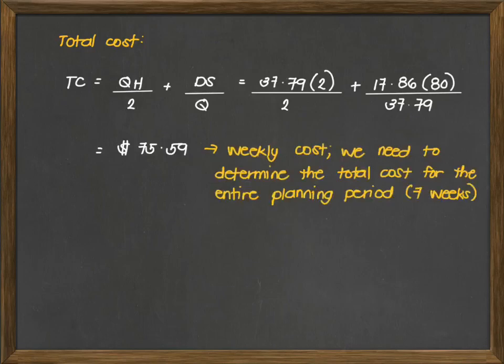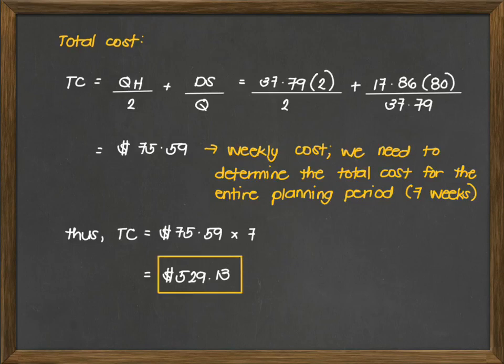But take note that this is only the weekly cost. We need to determine the total cost for the entire planning period, which is 7 weeks. Therefore, our actual total cost for the entire planning period is $75.59 multiplied by 7 weeks, which is $529.13. If you remember earlier, Lot for Lot incurred a cost of $400, while EOQ incurred a cost of $529.13.